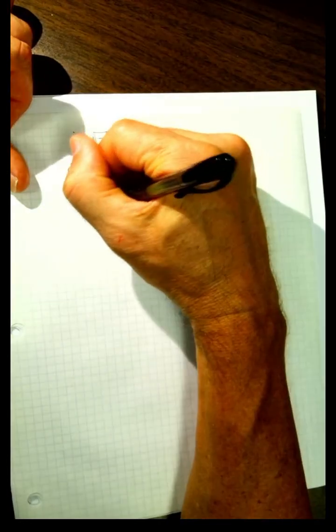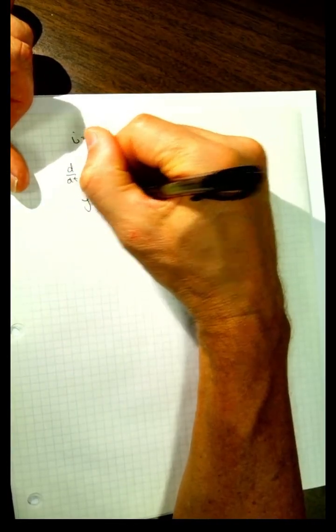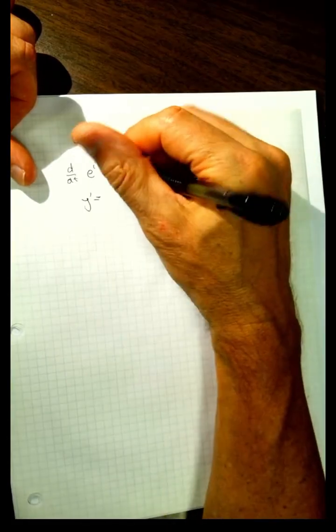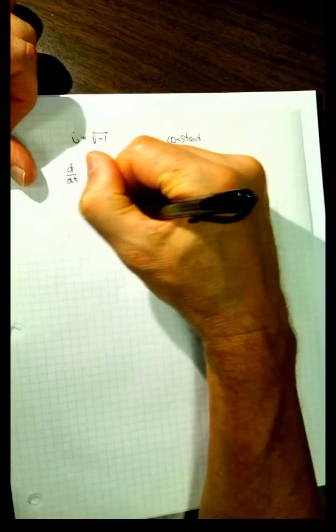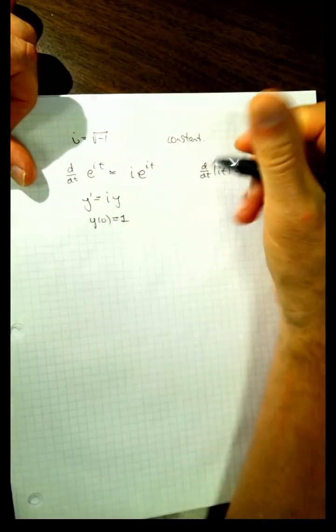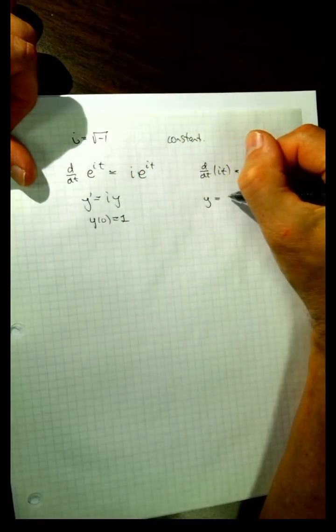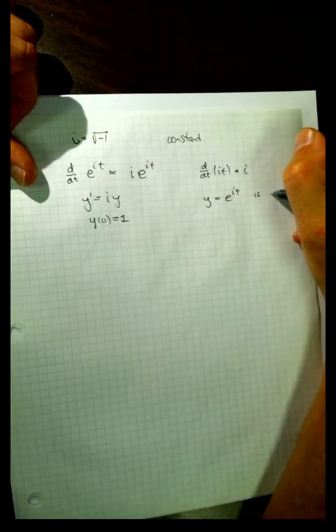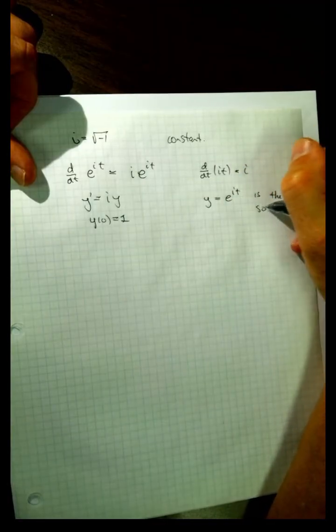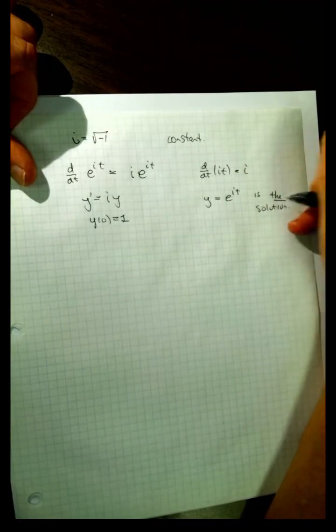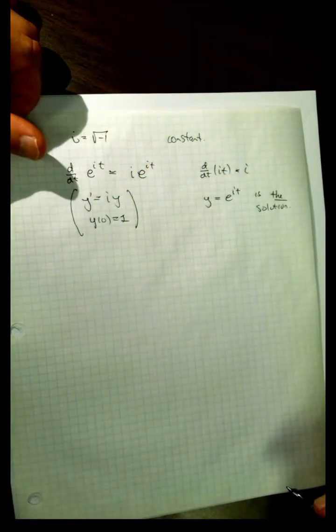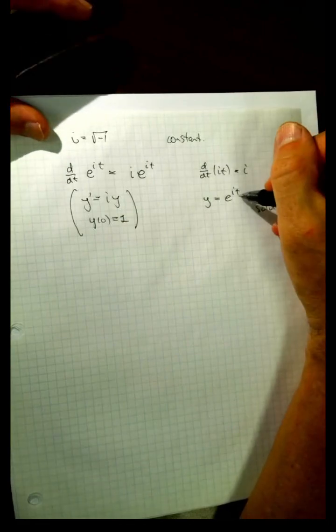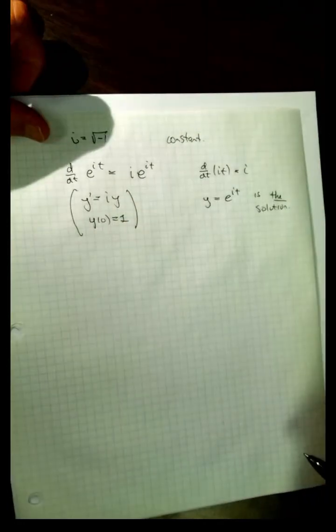So that means if y prime equals iy, and y of 0 is 1, y equals e to the it is the solution. Right? And because we have an initial condition, that solution is unique. Right? And if I plug in t equals 0, I get e to the 0, so that's okay.